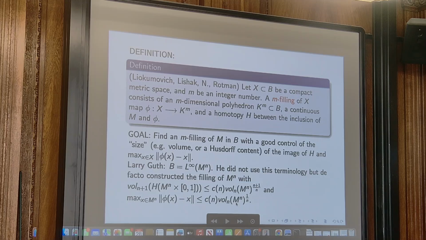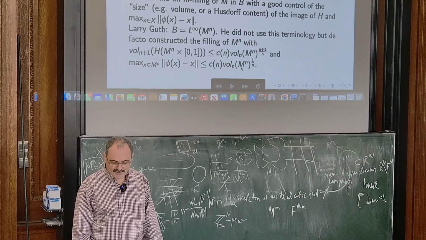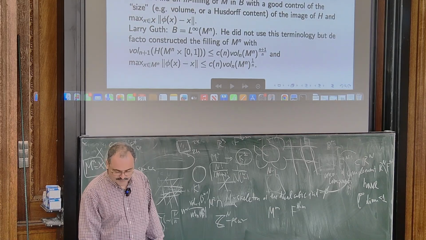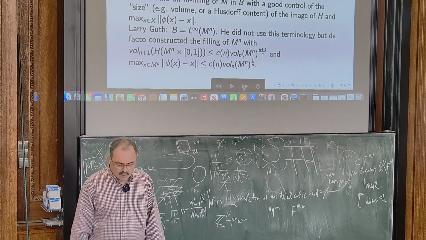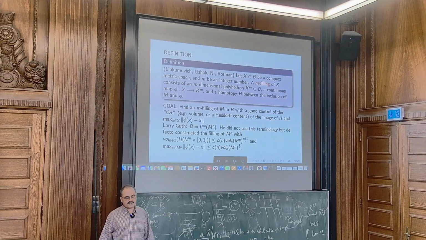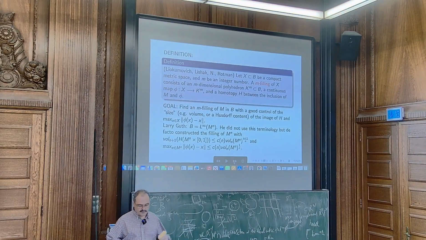Yes, so here, M and X, so M is equal to X in this story. M, N, and X are the same. Sorry for the confusion. So, for example, the result of Larry Guth about widths, it was obtained de facto.